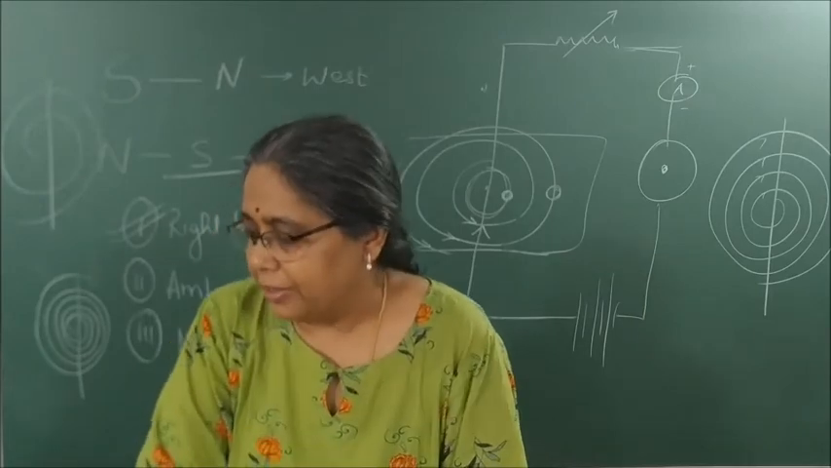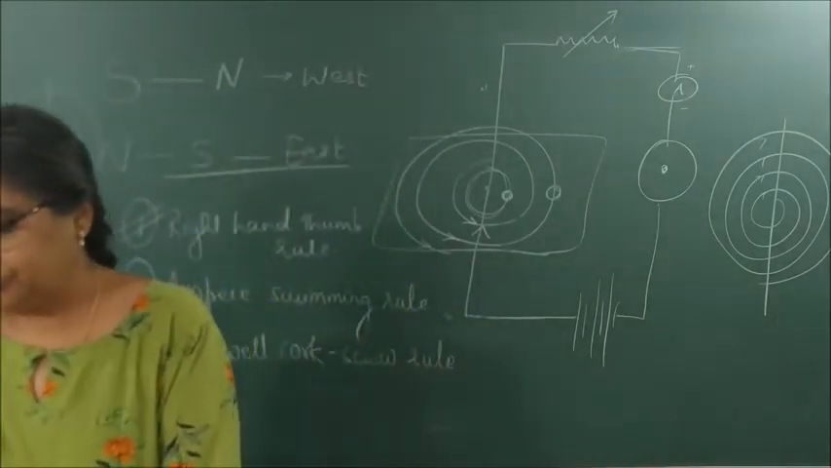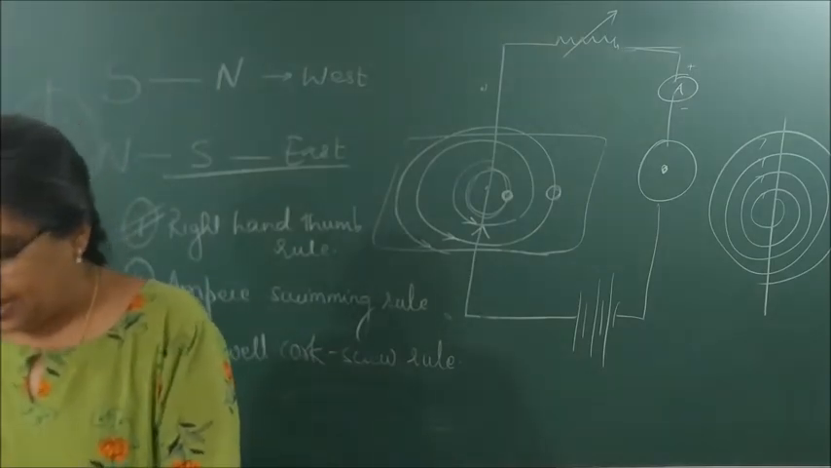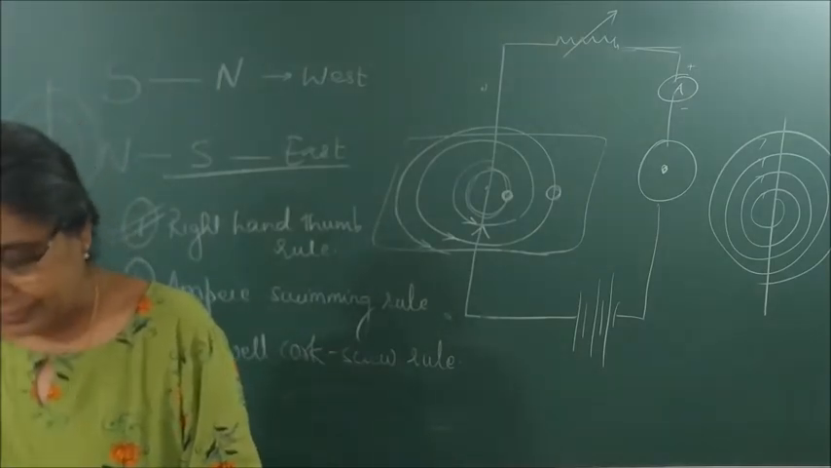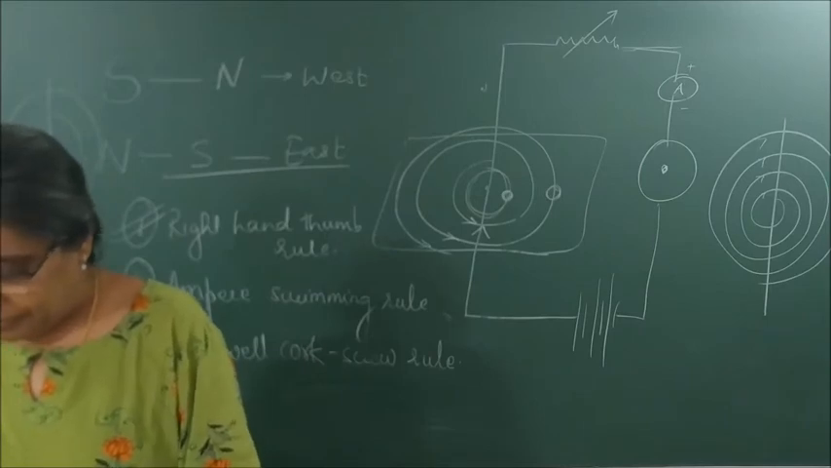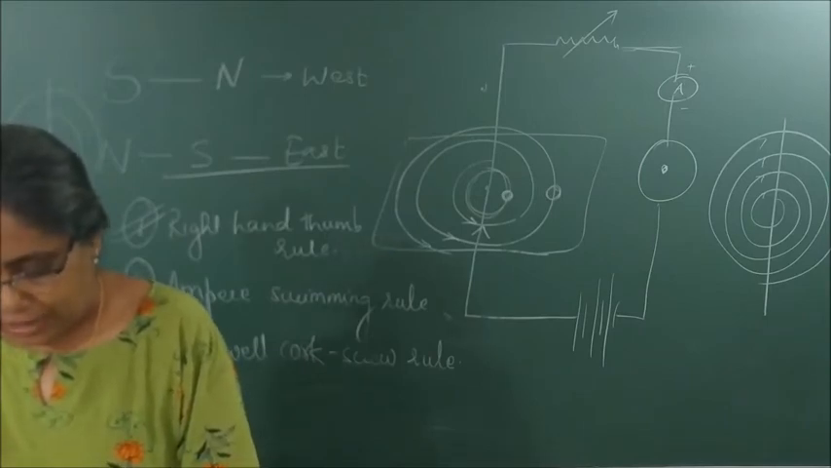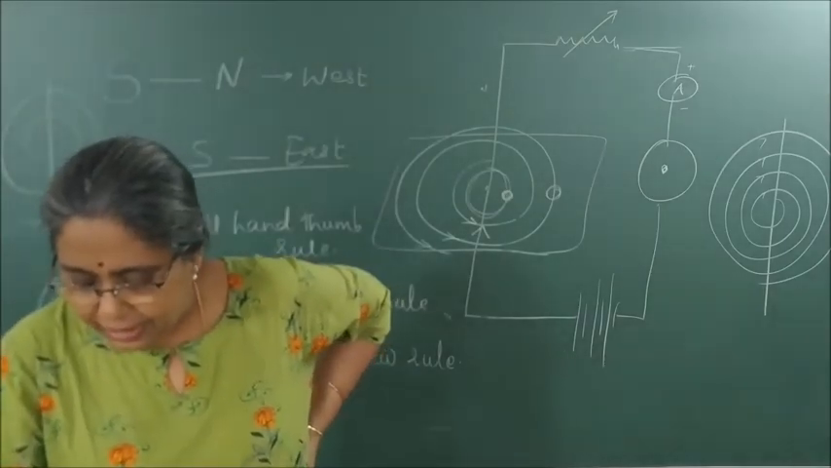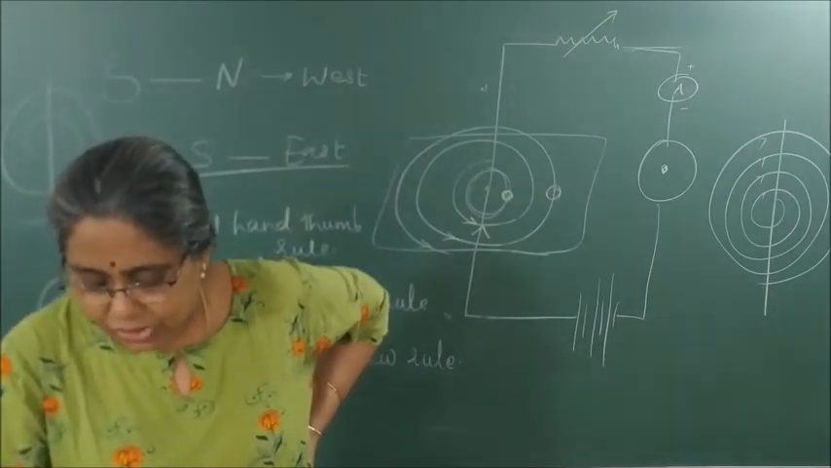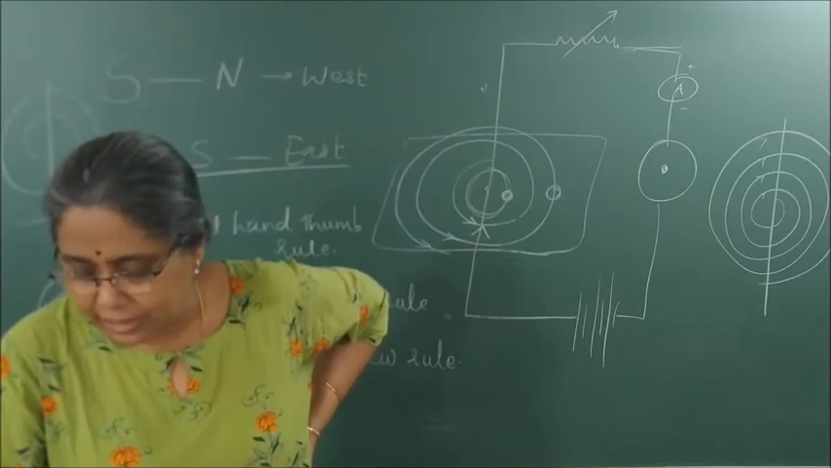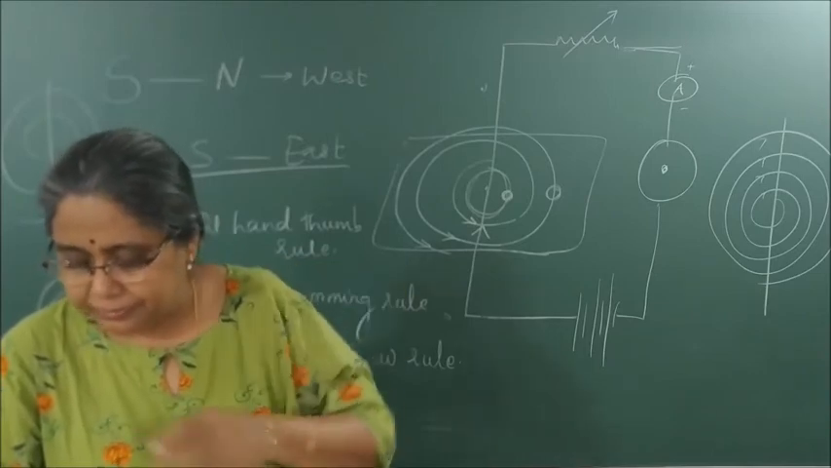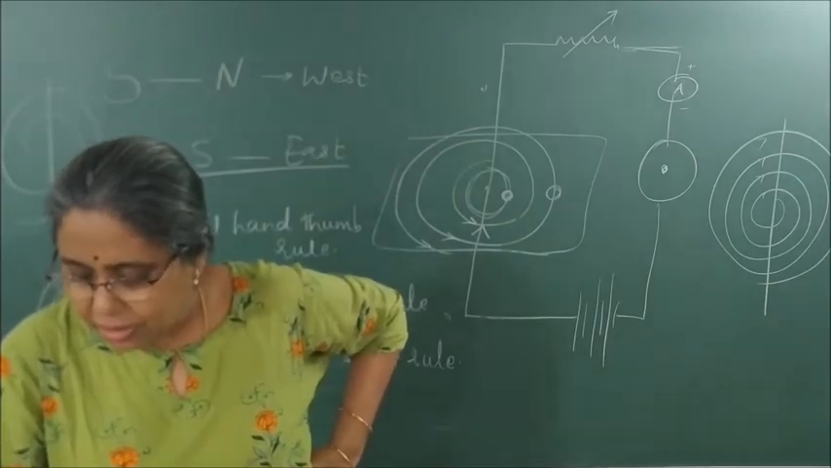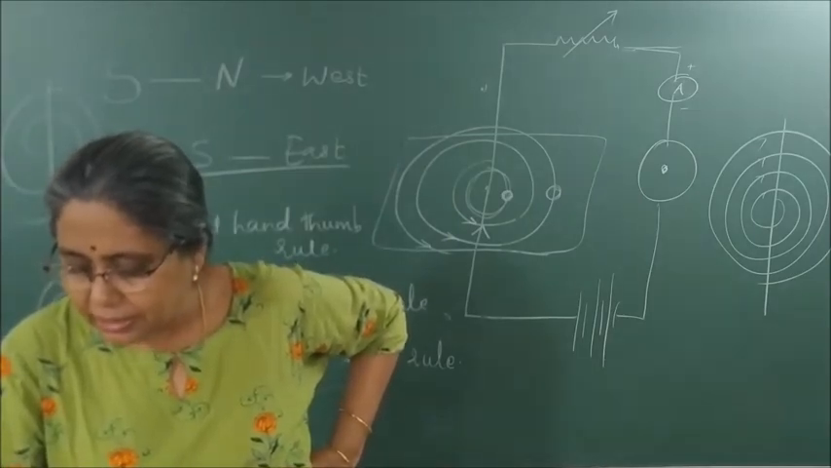What are the factors that affect the magnetic field by a straight current carrying conductor?